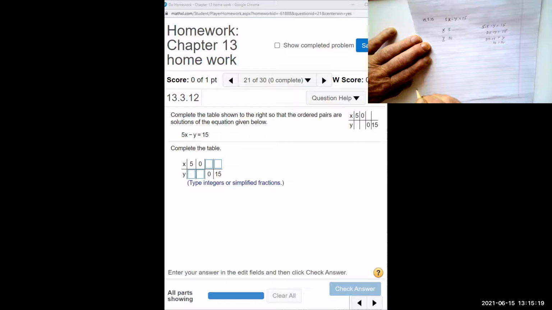All right, we now want to plug in x equals 0. We plug in x equals 0. 5 times 0, take away y equals 15. That's negative y equals 15. Y equals -15.